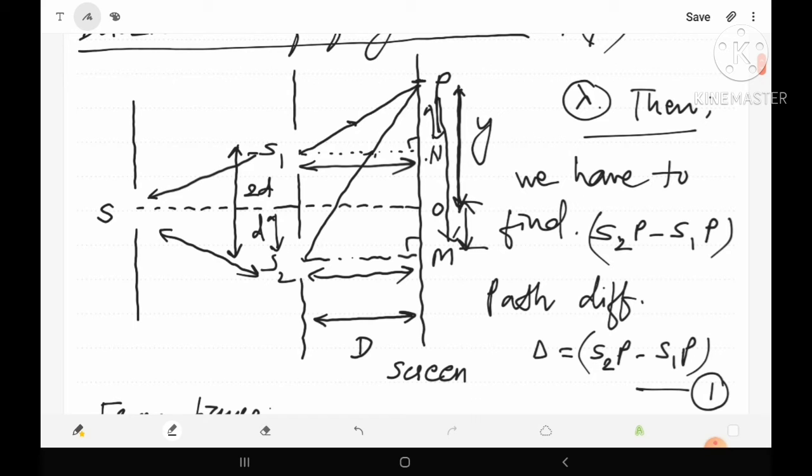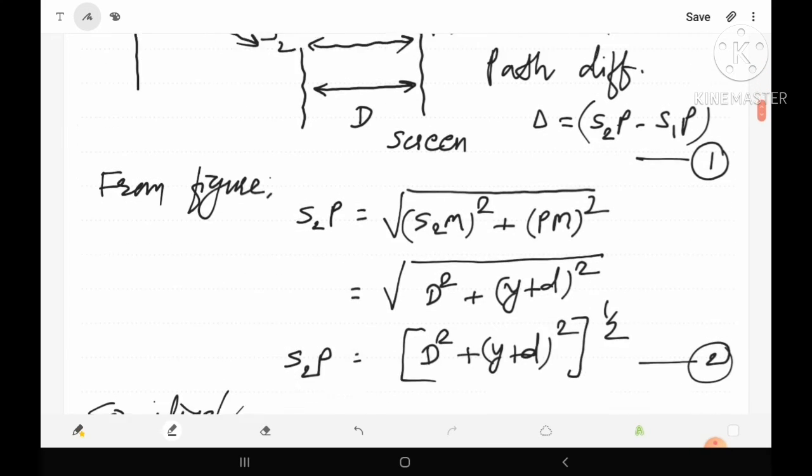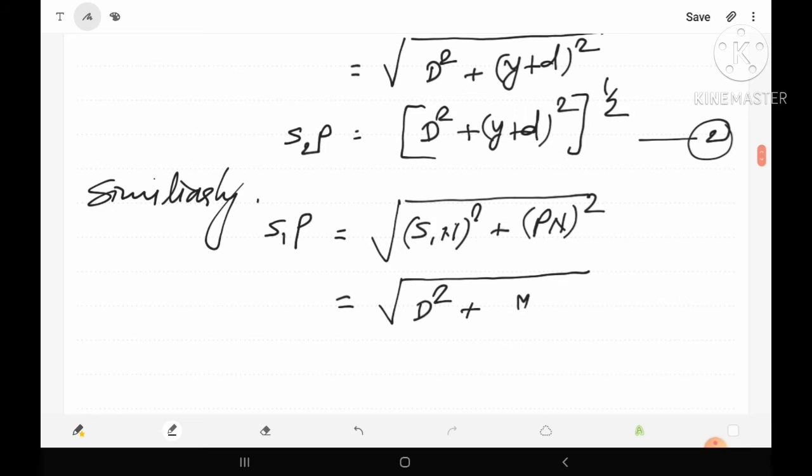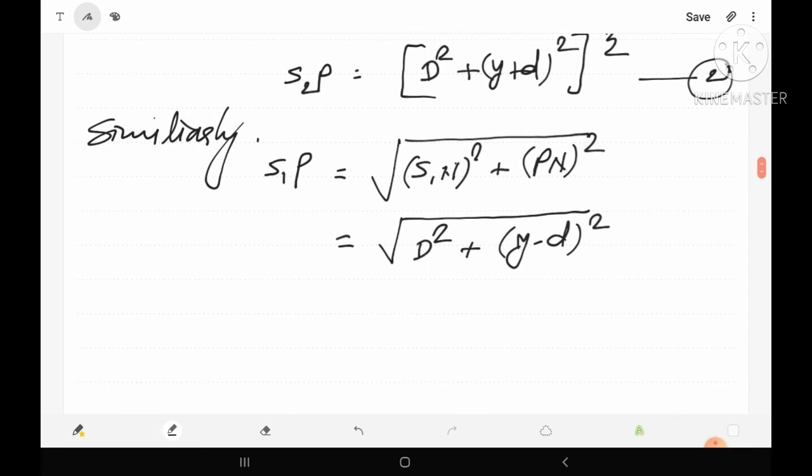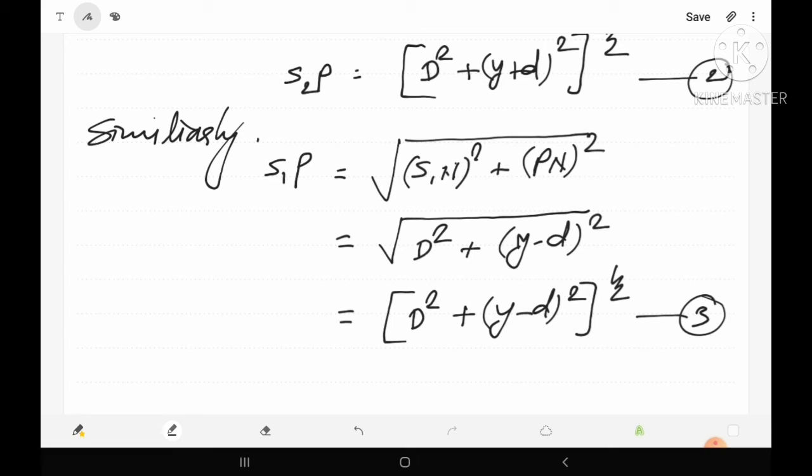So it is y minus d. So y minus d will be equal to y minus d whole square. Here we can convert this square root as power 1 by 2. So d square plus y minus d whole square, and their power is 1 by 2. Equation number 3. So from equation 2 we have S2P, and from equation 3 we have S1P.